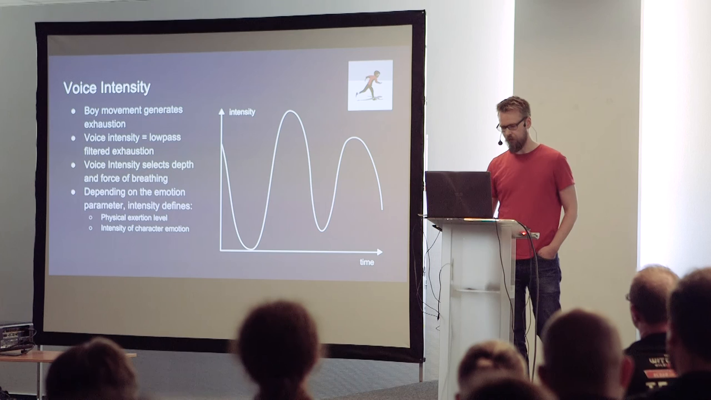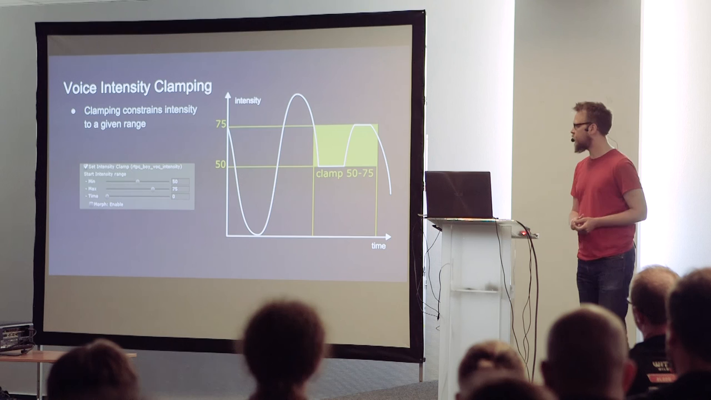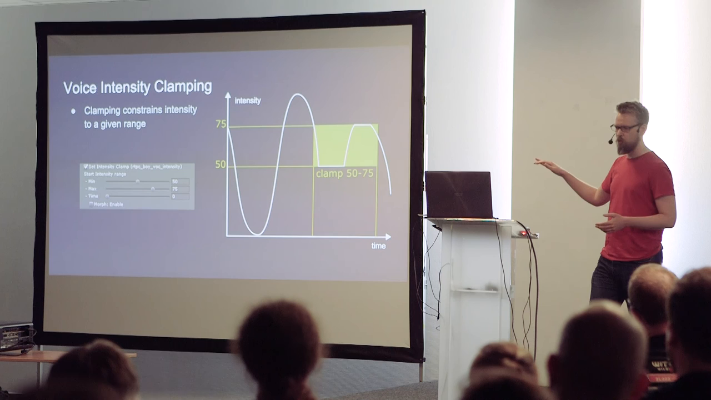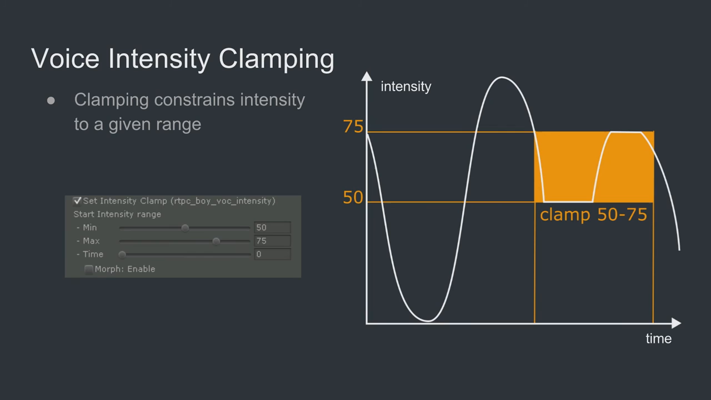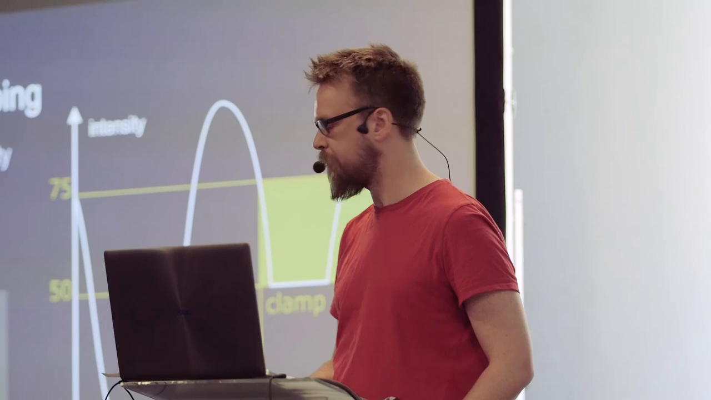So to control that, the game just provides the basic curves based on his movement. If you want to control it in the scene, we have to clamp that value to something. So we have this control where we can say, okay, we want it to be between 50 and 75, which in Martin terms would be metaphorical, or metaphorical to metaphorical maybe. Yeah. Clamp the intensity based on that.